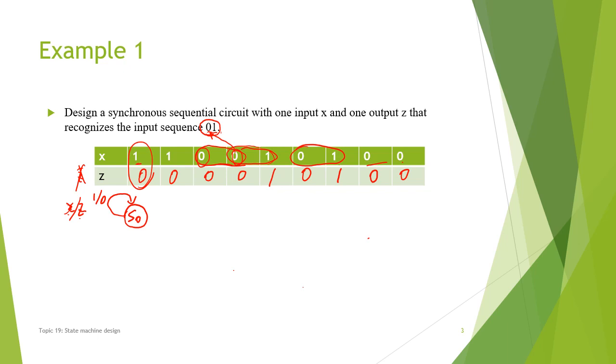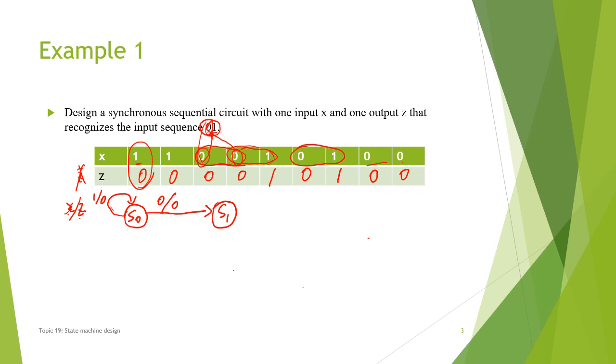Since it's still 1, so still follow this arrow. Now we wait until the next bit, which is 0. So when it's 0, which means we have detected the first bit of the pattern. Then we need to remember this state, so we need to go to a different state, which is S1. S1 basically means we have detected the first bit. And to transit from S0 to S1, we need x to be 0 and z to be 0.